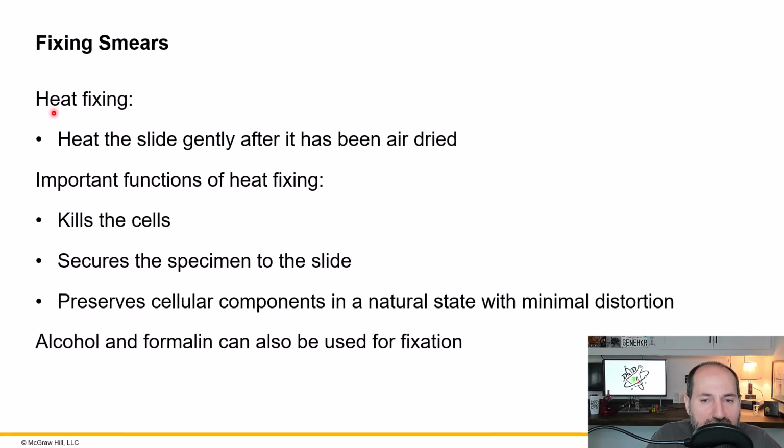And you should know the purpose of heat fixing. The purpose of heat fixing is to kill the cells and secure the specimen to the slide. Remember, adhere the bacteria to the slide, and it preserves cellular components with minimal distortion.